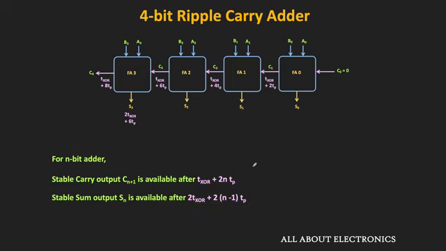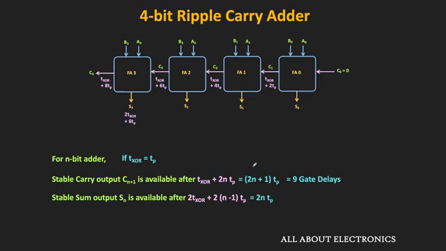Now let's assume that T XOR is equal to TP, or in other words, the propagation delay of each logic gate is the same. Then the final carry output is available after 2n plus 1 gate delays, while the final sum output is available after 2n gate delays. So if we consider the case of the 4-bit adder, then the final output will be available after 9 gate delays. On the other hand, for the look-ahead carry adder, the overall propagation delay was 4 gate delays. That means this 4-bit CLA is 2 times faster than this ripple carry adder.